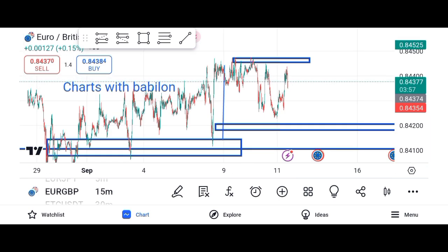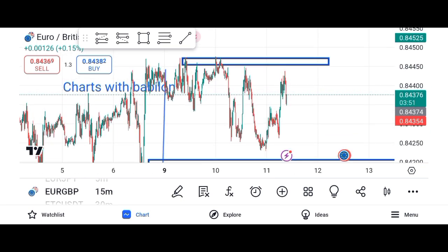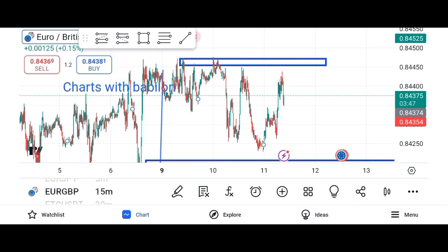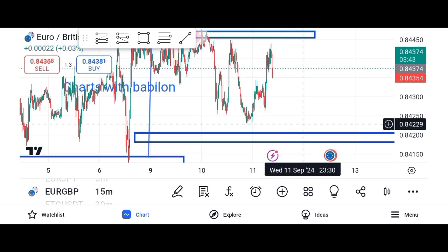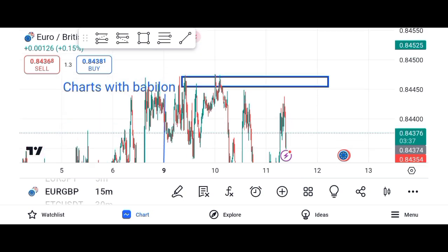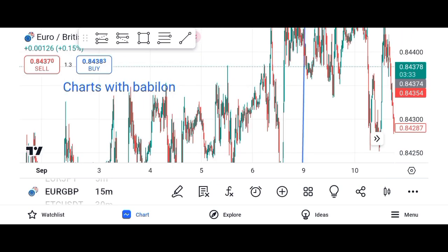You can see the market is ranging from here to here, and until the market breaks this recent high created here, if it doesn't break the high, that means the market is going to retrace to this point. But once the market breaks above that high, this supply zone right here becomes a demand zone. So let me give you guys a perfect example of what I'm talking about.